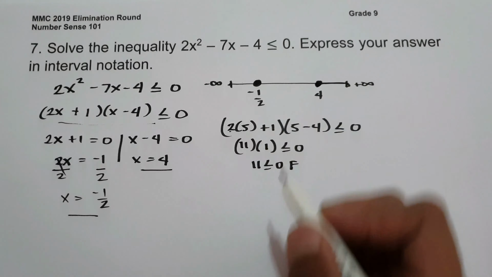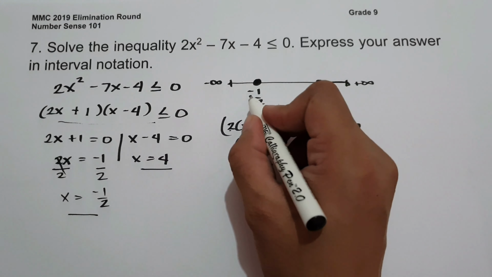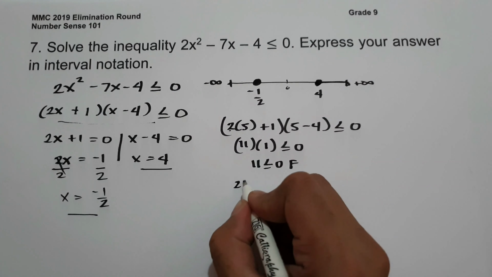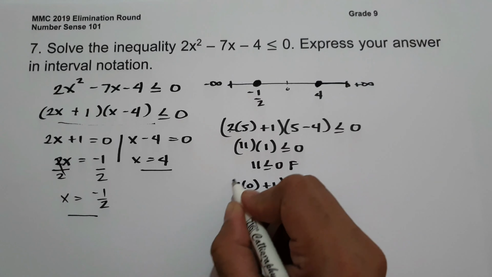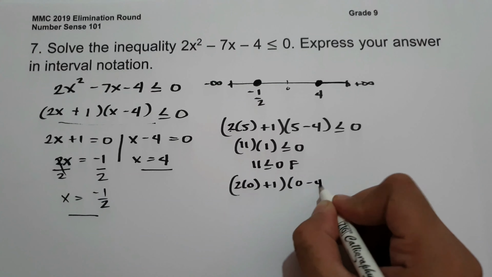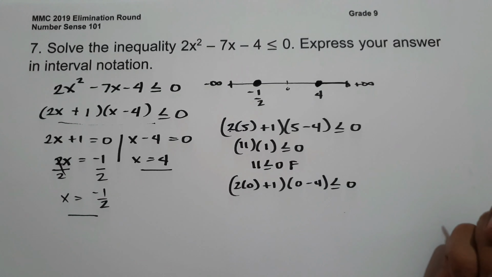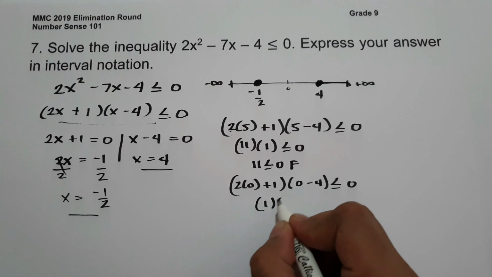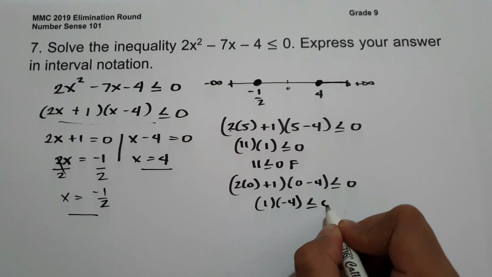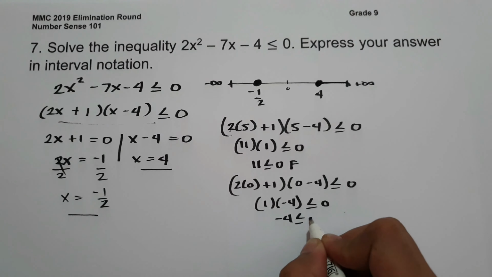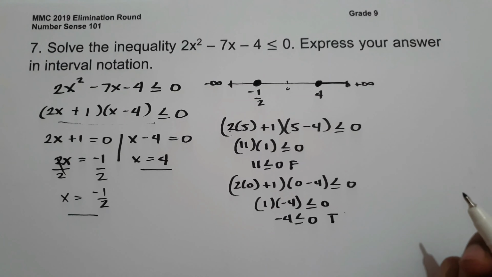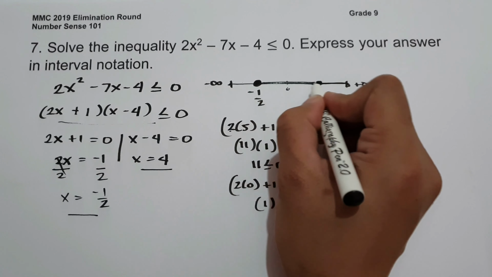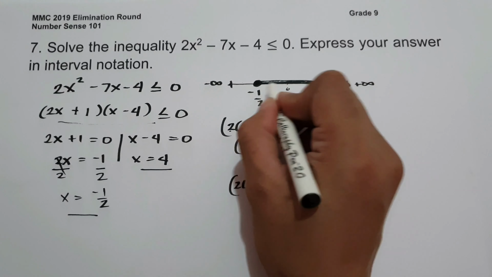What about in the middle? So let's say the middle of negative 1/2 and 4, let's say 0. So let's have 2 times 0 plus 1 multiplied by 0 minus 4 less than or equal to 0. 2 multiplied by 0, that is 0, plus 1, that is 1. And multiplied by negative 4, it will give us negative 4 less than or equal to 0. So this will be true. Therefore, this part belongs to the solution. So let us shade this one.